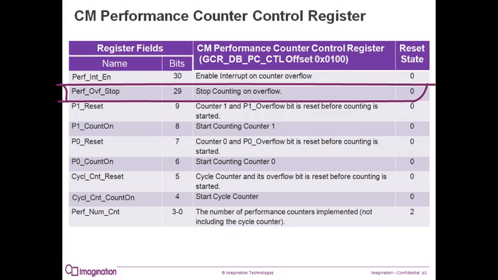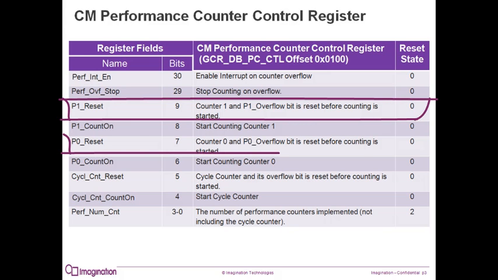If the performance overflow stop bit is set to 1, then all CM performance counters will stop counting when any counter, including the cycle counter, reaches its maximum value of all Fs. If it is not set, then when the counter overflows, it rolls over and continues counting from 0.